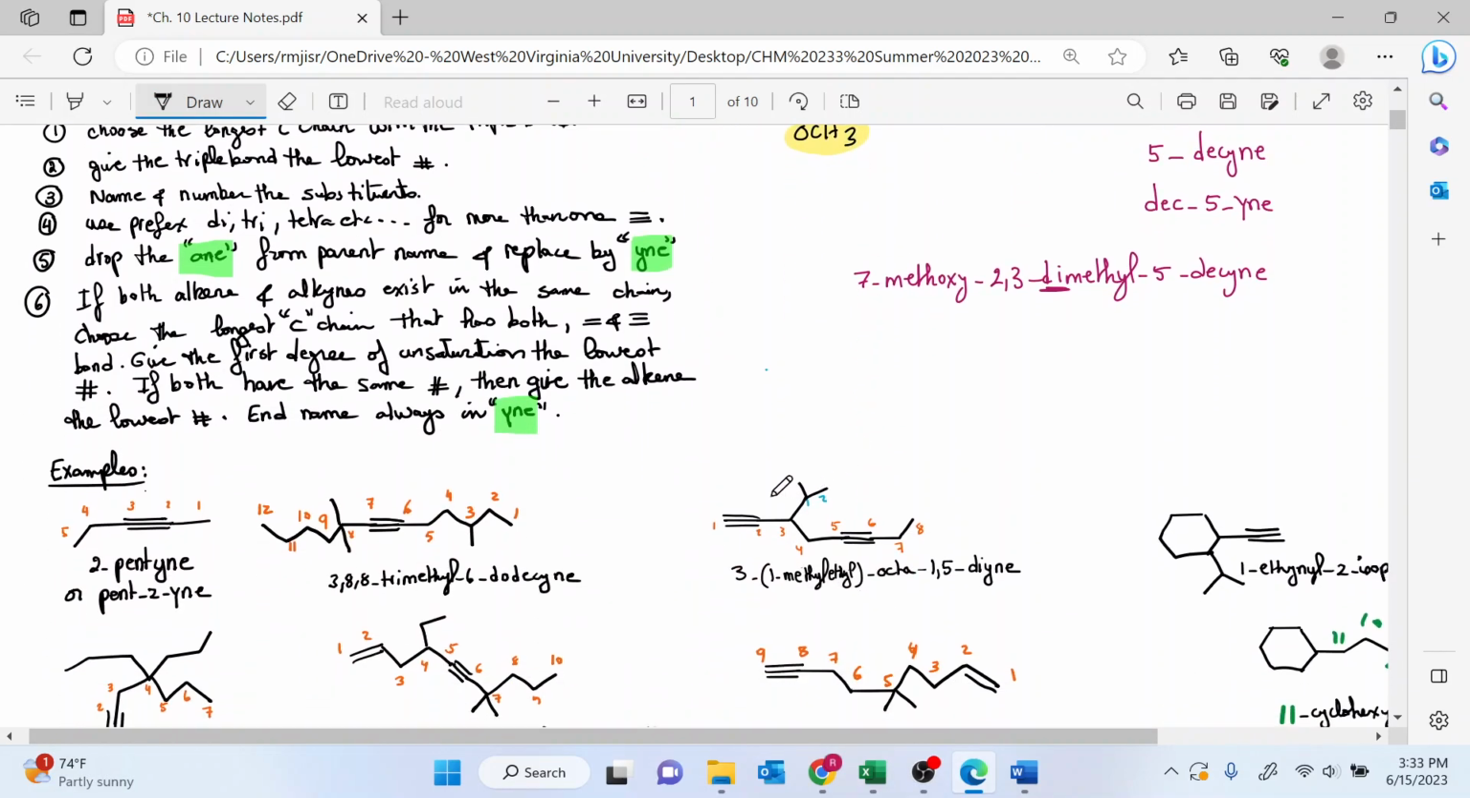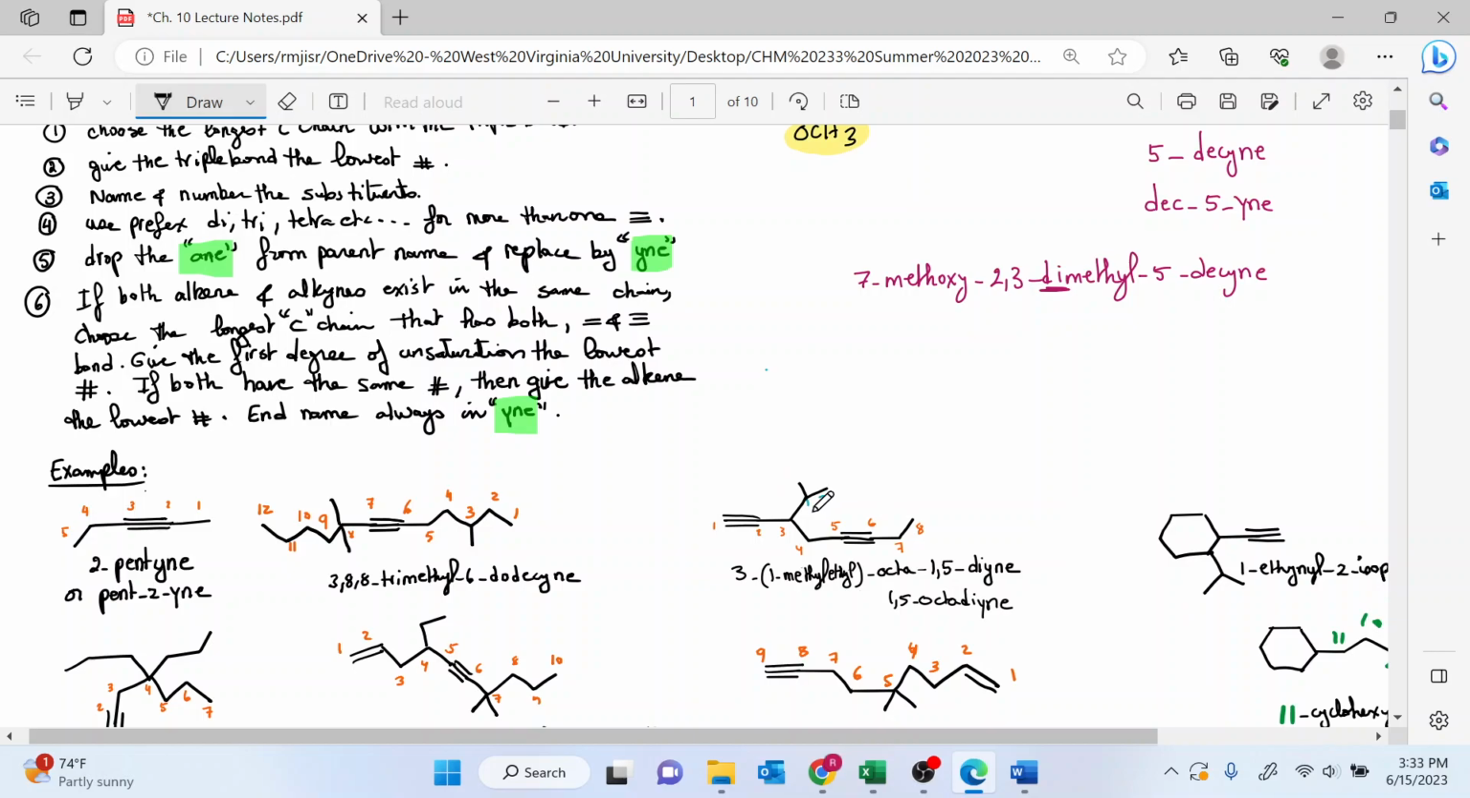If I have more than one triple bond, then I'm going to use the prefixes di, tri, tetra, etc. and start by numbering and giving the first degree of unsaturation the lowest number. Each bond will get a number. So I can name this as an octa-1,5-diene, or I can name it as a 1,5-octadiene. And then you name your substituents.